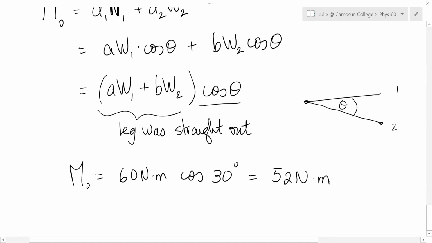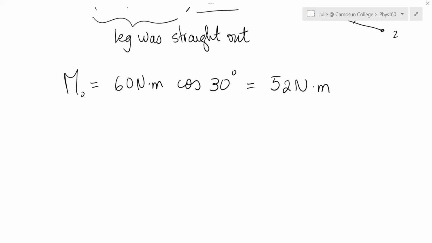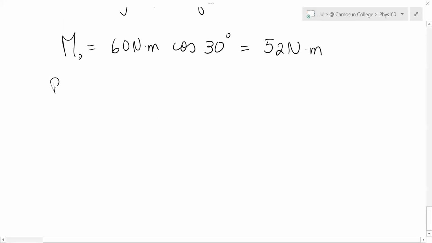It means that the quadricep tendon now doesn't have to pull as hard to keep your foot in that position, but it still has to apply a torque, and it all depends where that quadricep is attached relative to your knee joint. It's going to have to supply 52 Newton meters of torque to keep your foot there. Now, they do this for the other positions as well. For position 3, theta was, I think, 60 degrees, and so that gives you a torque of 30 Newton meters.